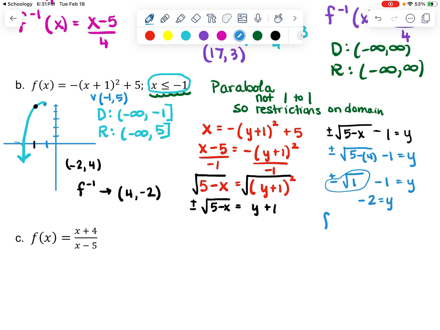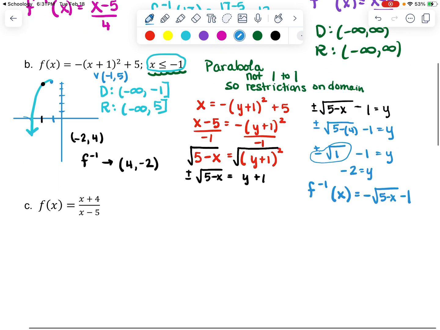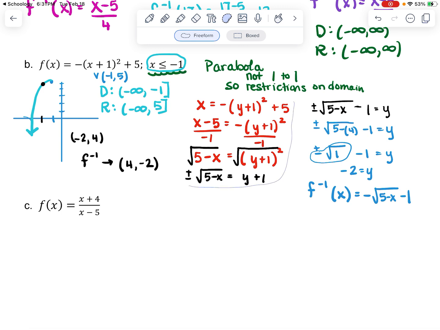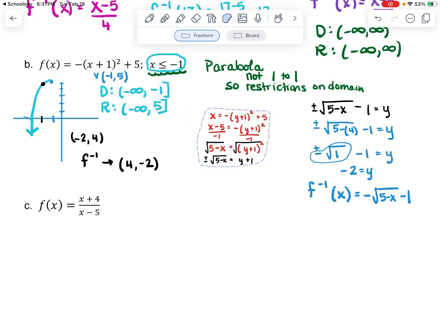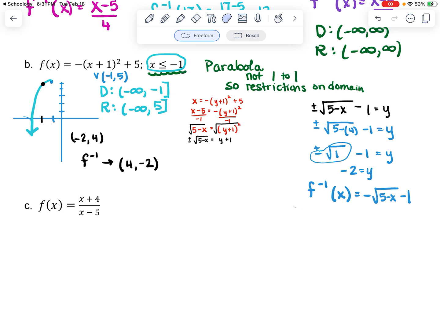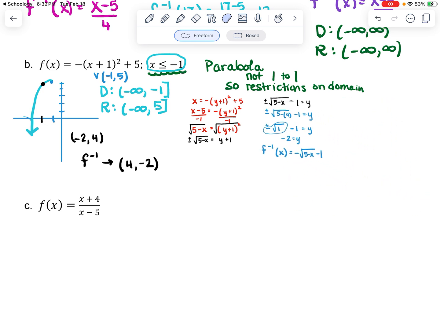So I know that my inverse is going to be negative square root of 5 minus x, minus 1 is outside the square root, okay? Now, I'm going to shrink this up a little so that I have a little bit more room, okay? So I'm going to just move him over here, take this, and go through.